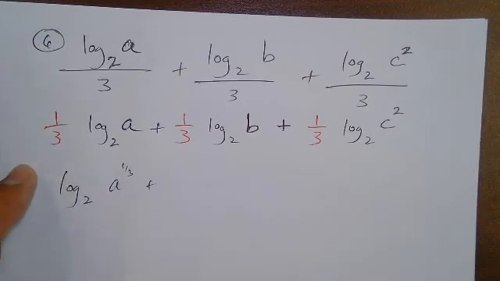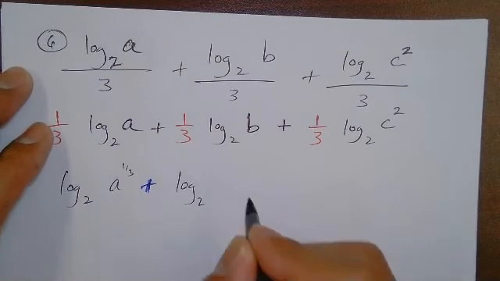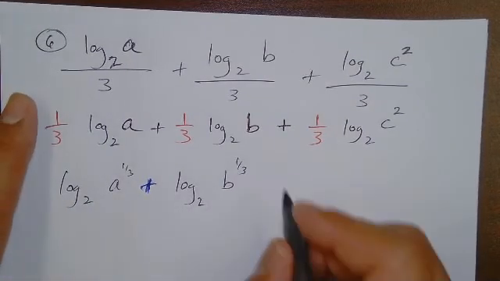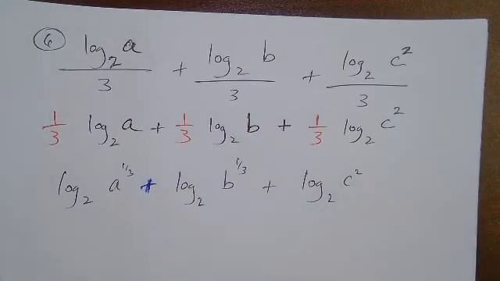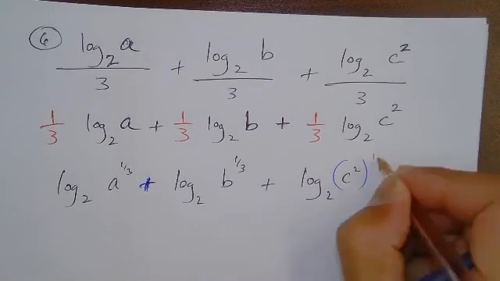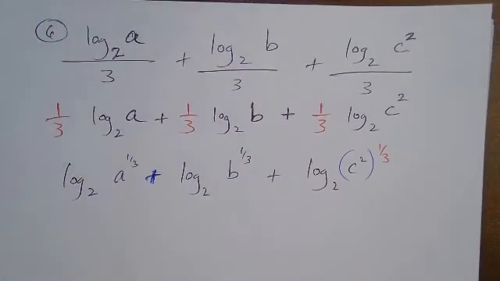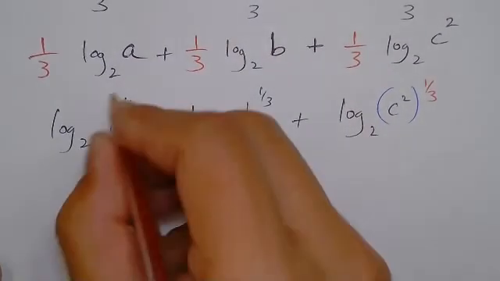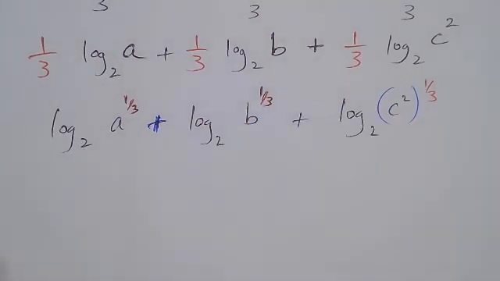And do you guys agree this is going to come up to a power? So that'll be a to the power 1/3. All right, let me just write it. Plus log 2b to the 1/3 power. Yeah? Plus log 2c squared. But what happens if you have that and then it's raised to the 1/3? Remember that business? We did that? You guys remember that?